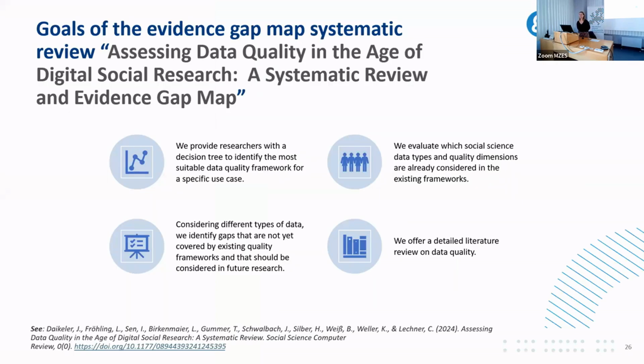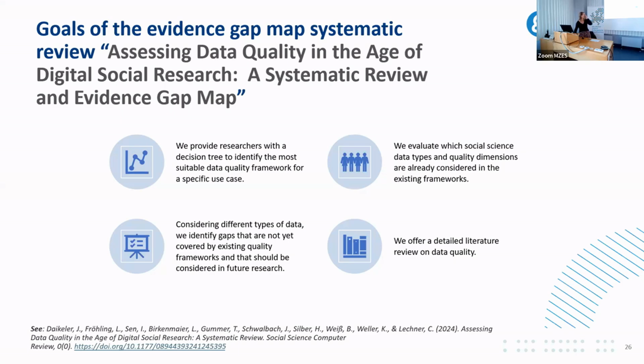I'm going to take you to the goals of the evidence gap map and systematic review. We wrote a paper on assessing data quality in the age of digital social research. It was a systematic review, but also an evidence gap map. This is my first case study, and on the next couple of slides I'm going to show you how we made the results of this systematic review or evidence gap map interactive.